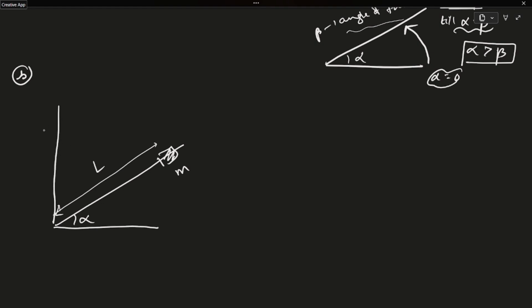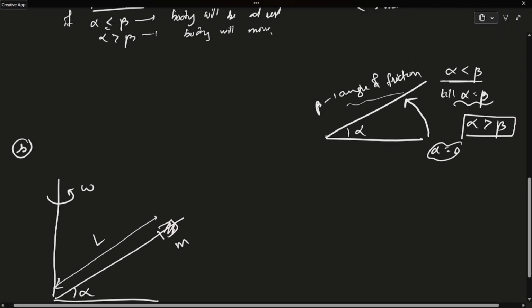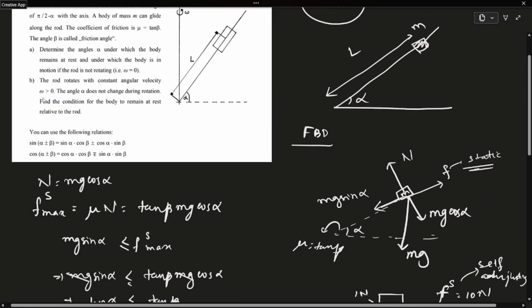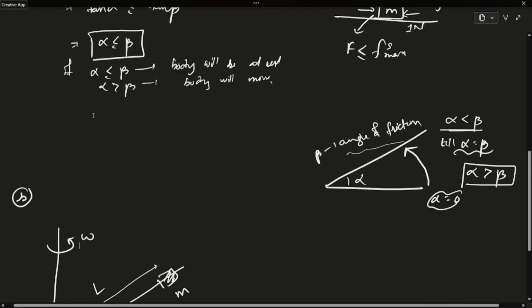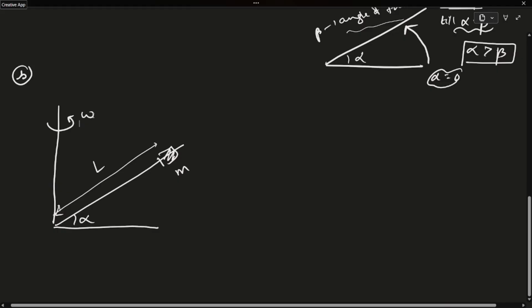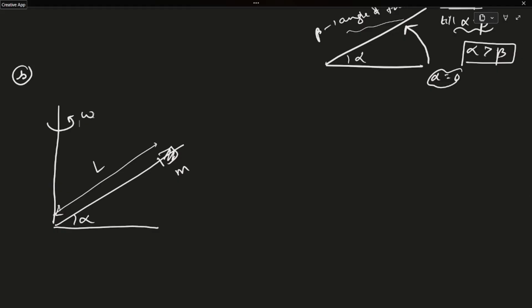This is the axis at which it rotates with omega, right? So, what is the angle alpha's definition? Find the condition for the body to remain at rest relative to the rod. Relative to the rod, so we have to go to the rod frame of reference, but there is a catch.